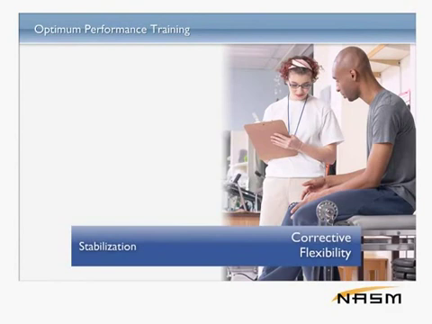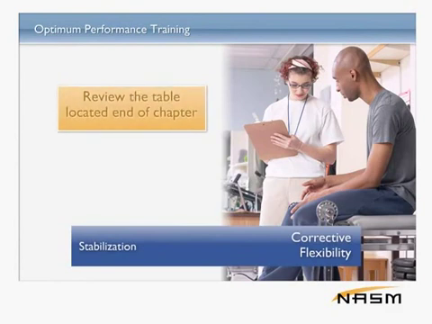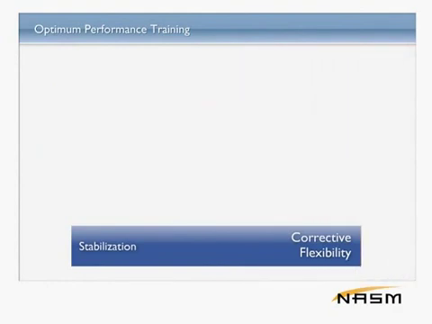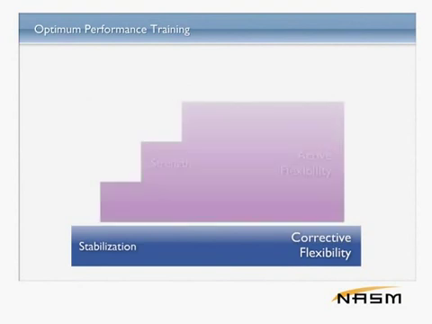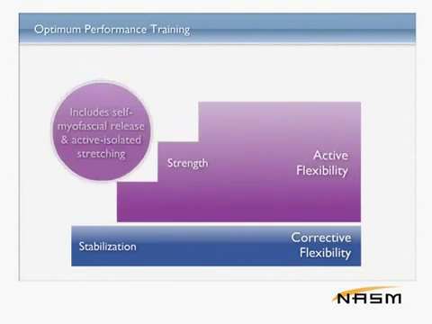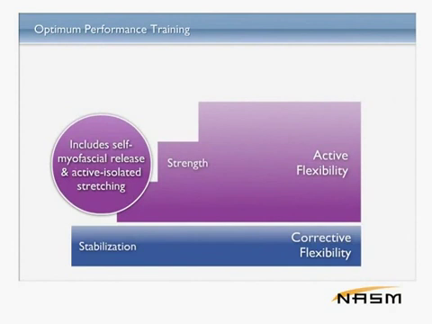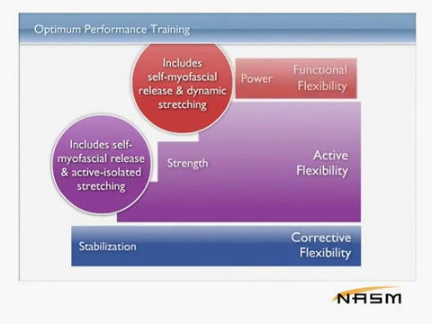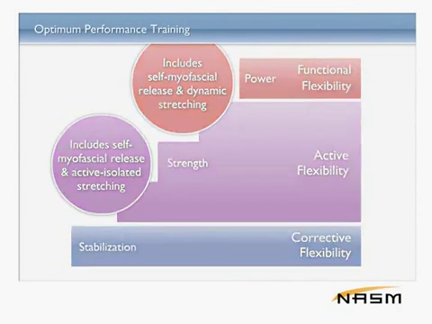In your textbook, make sure to review the table located at the end of the flexibility chapter for the appropriate flexibility and strengthening strategies of common compensations that may be present during a movement assessment. With a proper progression through the flexibility continuum, and as the client's ability dictates, active flexibility, which includes self-myofascial release and active isolated stretching, and functional flexibility, which includes self-myofascial release and dynamic stretching, can be implemented later in strength and power levels of the OPT model.